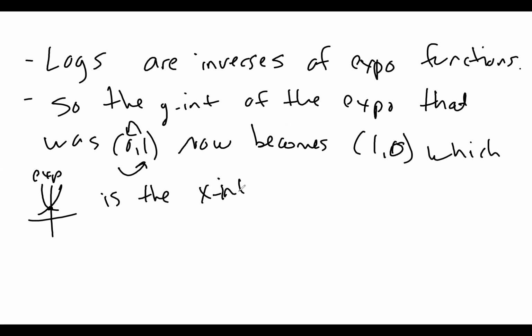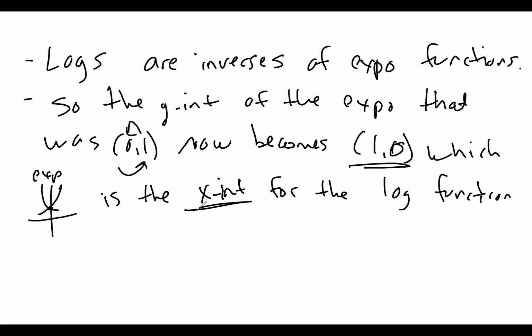the x-intercept for the log function. So we're going to take this 1, 0, and it's going to become my x-intercept. So now, instead of having the point at 0, 1, now I have a point over here. And so what's going to happen is my graph is either going to be decreasing or it's going to be increasing. So it's going to look similar. It's just going to be on the other side of the graph.